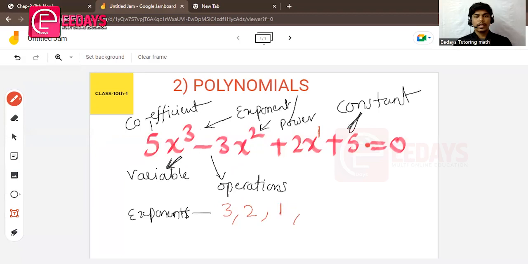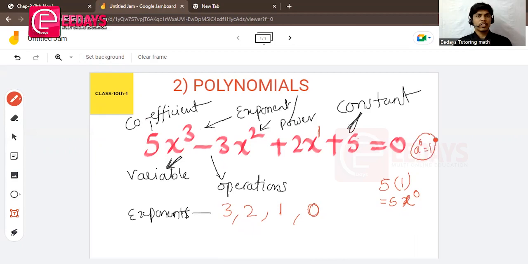That is 1. Observe carefully, guys. This is the mistake everyone makes: taking the exponent of 5 as 0 also. Sir, why? There is no x variable there, so how can you take 0? Let's understand. We can write 5 as 5 into 1. Everyone agree with me? Can I write 1 as x power 0? Why? Because in the law of exponents, which we learned in lower grades, a power 0 is equal to 1.